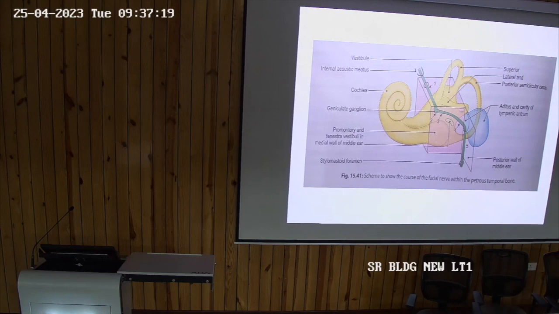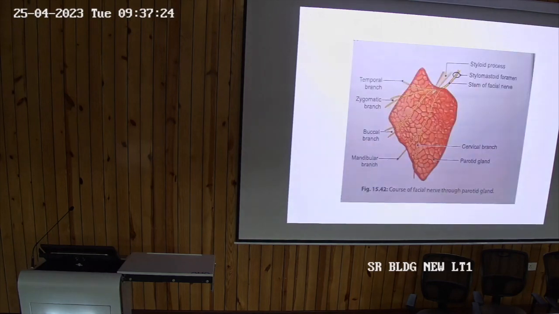After this, as the nerve comes out from the stylomastoid foramen, it passes into the base of the skull, and here it lies on the medial side of the styloid process. This is the styloid process. The nerve lies on the medial side of the styloid process and passes deep to the parotid gland. As the nerve comes into the parotid gland, it gives the terminal branches. So all these are the terminal branches of the facial nerve.